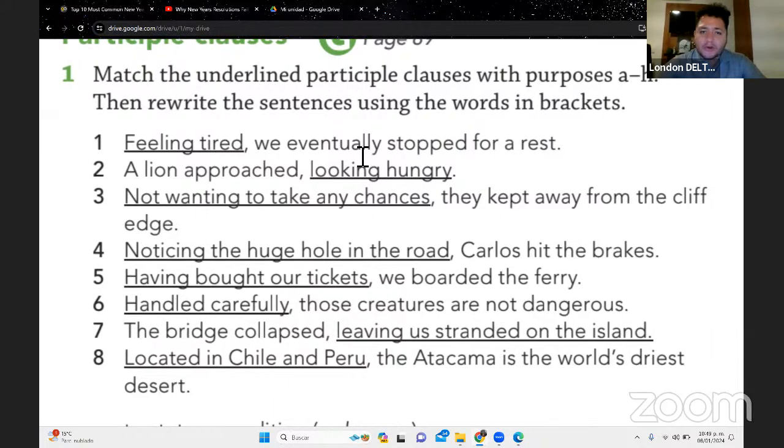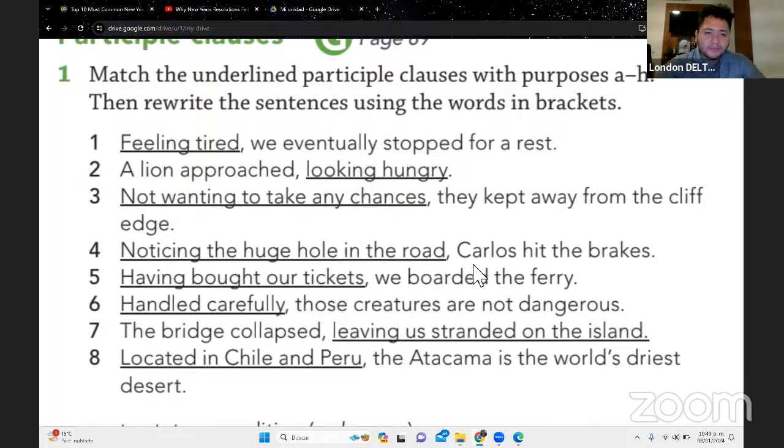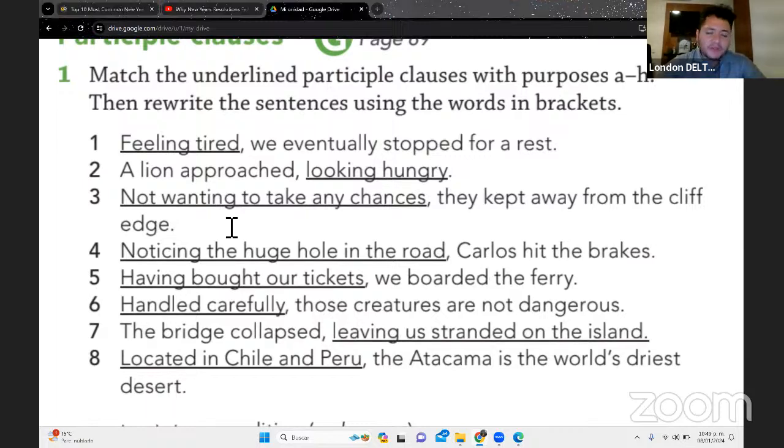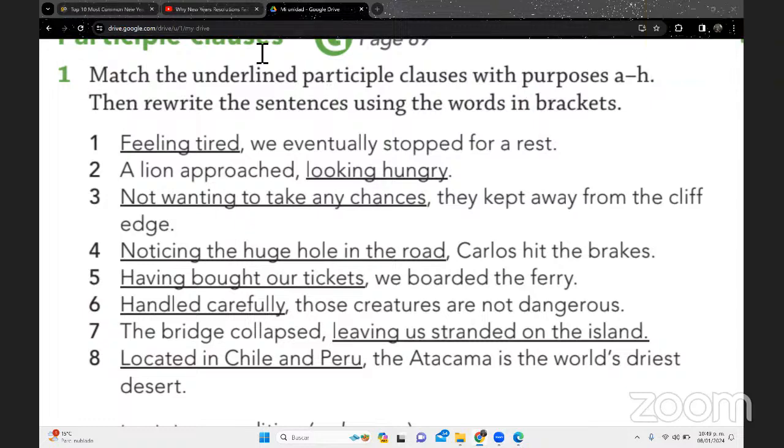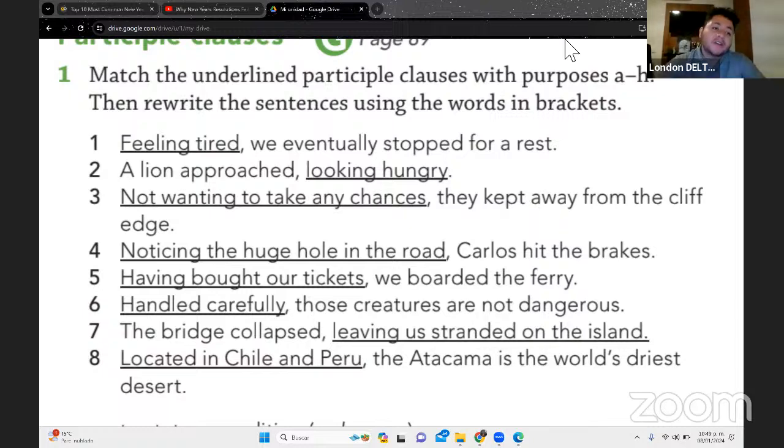Okay. So we're going to read the first example. Please, Moni, can you help us read number 1? Feeling tired, we eventually stopped for a rest. Excellent. Feeling tired, aquí vamos a traducir como sintiendo cansado. ¿Quién se sentía cansado? Aquí tenemos we. Por lo tanto, aunque aquí no hay un sujeto, ya toda esta oración aplica a we. Sintiéndonos cansados, eventualmente nos detuvimos para descansar.